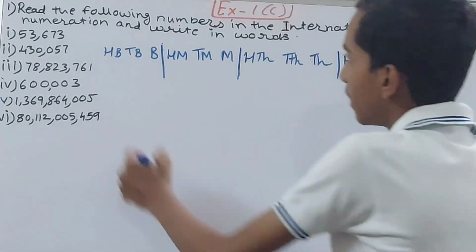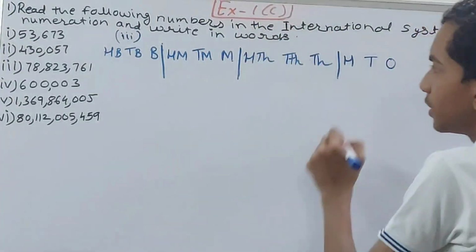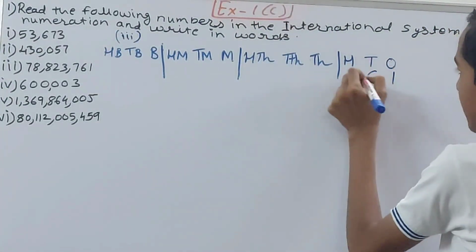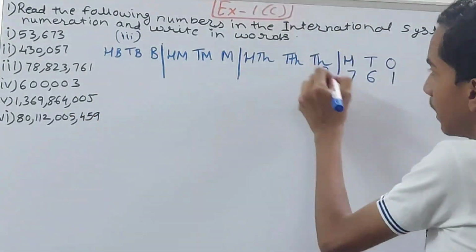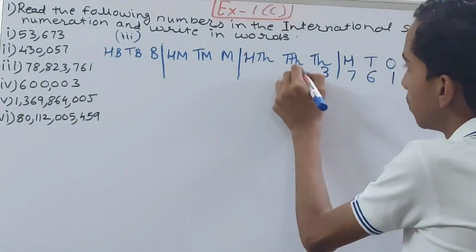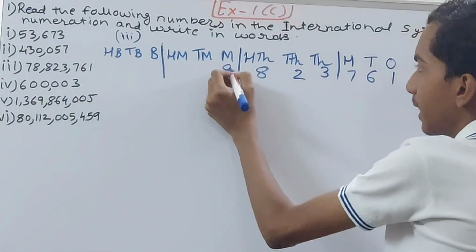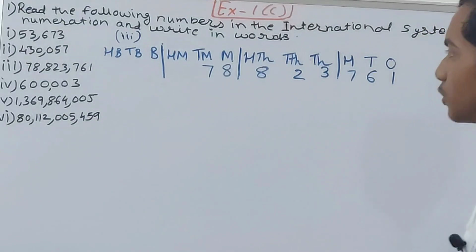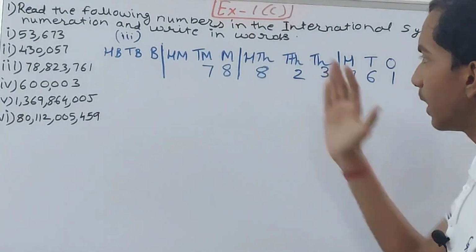Now we have the third part. This is a little big one. This is 1, then there is 6, then 7. Then you can see 3 is there, so 3, then there's 2, so 2, then 8, and last you can see 8 and then 7. So 8 at the millions place, 7 at the 10 millions place. And when we are writing down the number in words, we will always begin from the left.